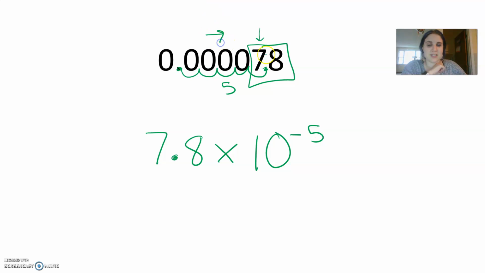So we moved it to the right, so it's negative. And it's a really small number. So if it's a really small number, the exponent is negative.